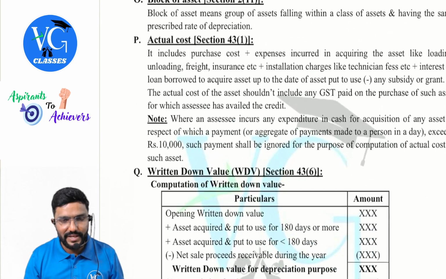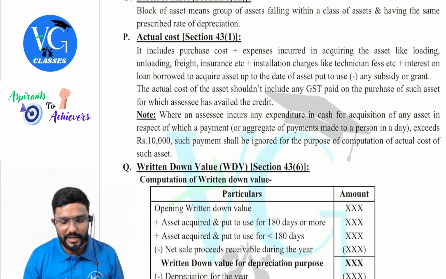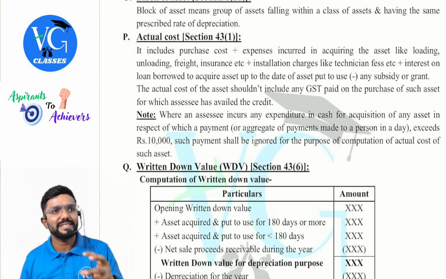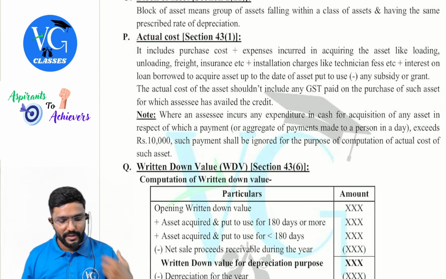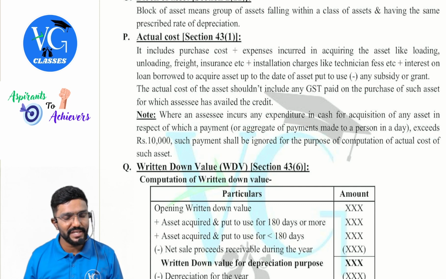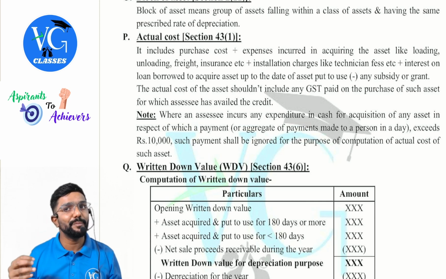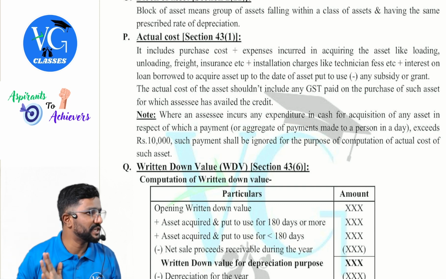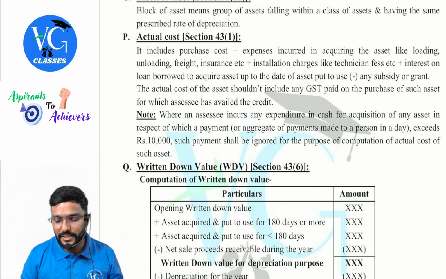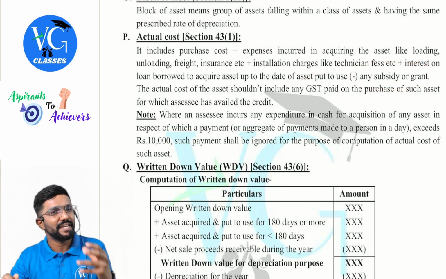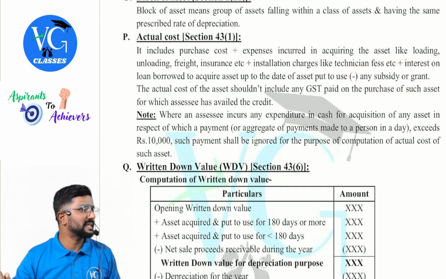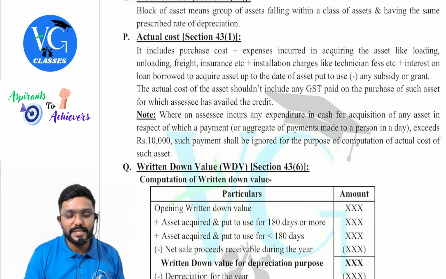Because if by chance they ask anything regarding this, you have to be careful. I will just read out this. Actual cost, because actual cost we will add to the block cost. It includes purchase cost, expenses incurred in acquiring the asset like loading, unloading, freight, insurance, installation like technician fees, and interest on loan borrowed to acquire the asset up to the date it is put to use. Even after the date the asset is put to use, if you are still paying the interest, claim it as revenue expenditure. Minus any subsidy or grant given to purchase the asset. Important adjustment is GST.